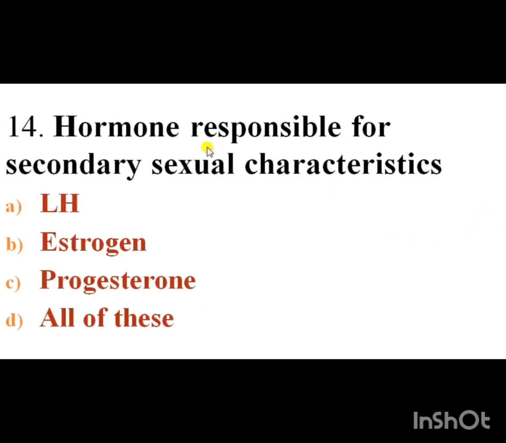Next question. Hormone responsible for secondary sexual characteristics. Options: A, luteinizing hormone; B, estrogen; C, progesterone; D, all of these. Answer is B, estrogen. So the hormone responsible for secondary sexual characteristics is estrogen.